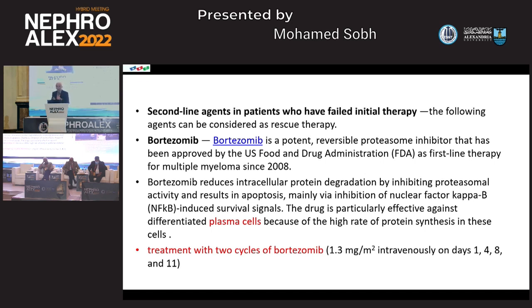Bortezomib is a potent, reversible proteasome inhibitor that has been approved by the USA FDA as a first line treatment of multiple myeloma.